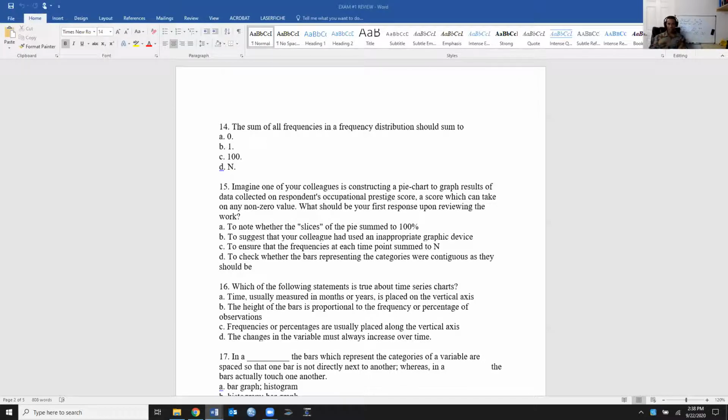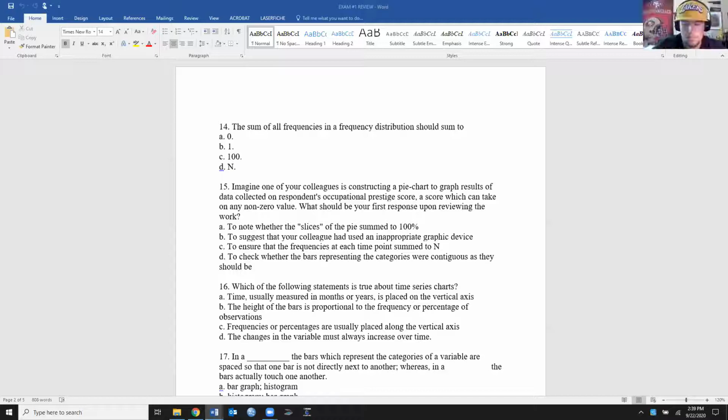Now, it could be C, in the sense that you could have frequencies in a pie chart, but that would be a bad way to construct a pie chart because, like I said, the numbers could be really, really big when you're looking at frequencies. You might only have a little slice of the pie, but there might be 1,500 respondents in that little slice, so the frequencies might completely overwhelm that little slice. So it's best to use percentages. Okay, so the answer is A, to note whether the slices of the pie sum up to 100%.